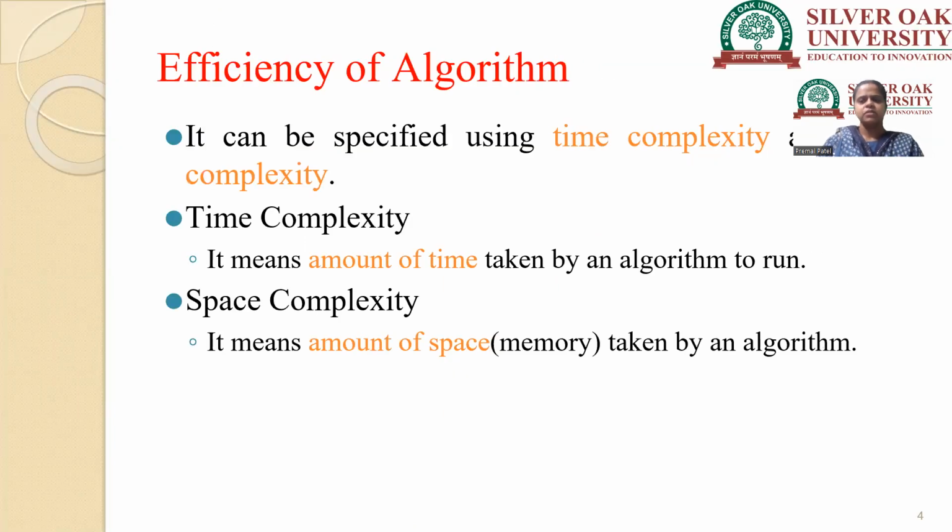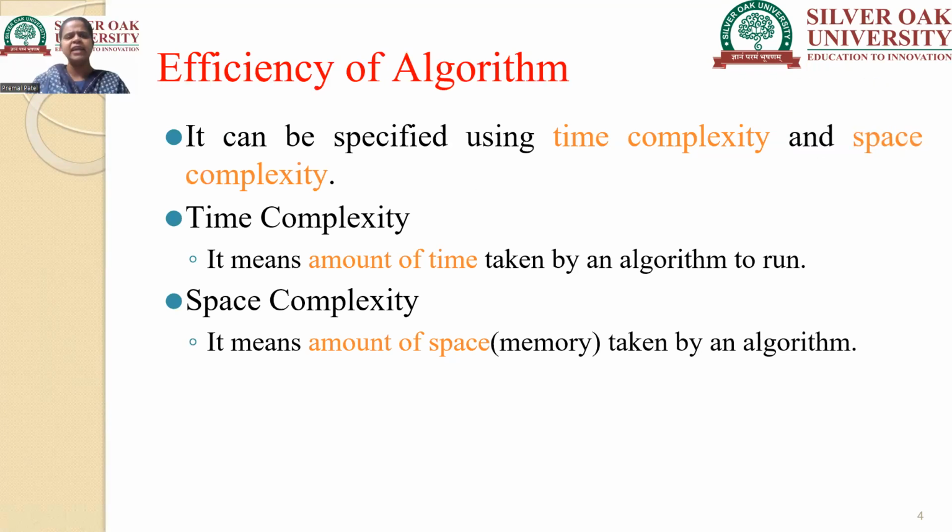Now, starting with the efficiency of the algorithm: it can be specified using the time complexity and space complexity. That means if we need to measure how efficient our algorithm is, there are two parameters through which we can measure that efficiency. First one is the time complexity and the second one is the space complexity. So first we will see what we mean by time complexity.